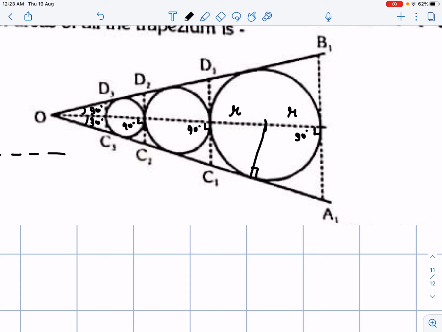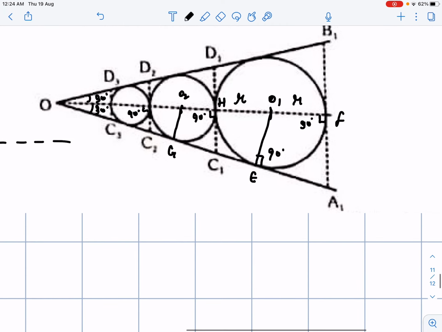We'll be going to name some of the vertices of the triangle so formed over here. So let us suppose this is point O1. D we have used, so let us suppose this is point E, this is point F, this is point O2, this is point G, this is point H.